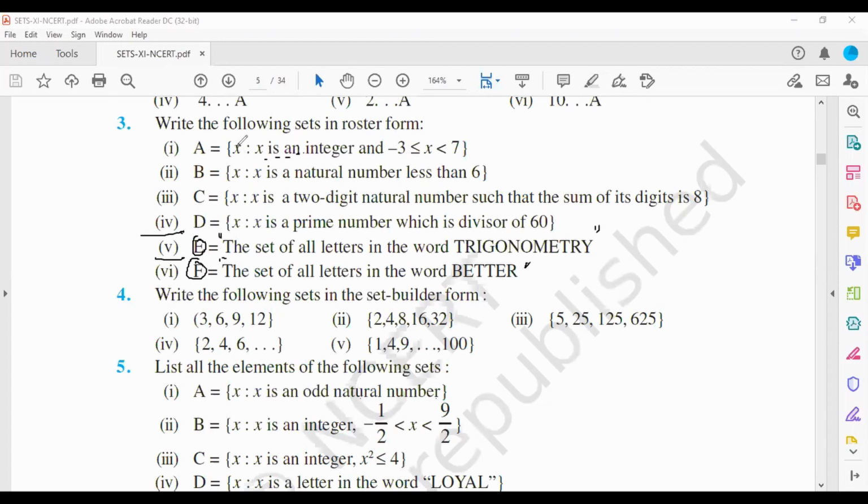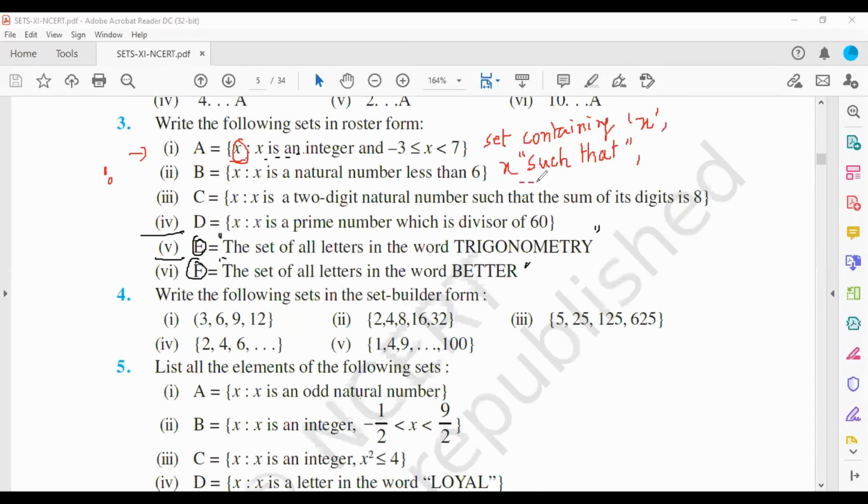Okay, so how do you read it? The set containing x. How do you read a set? Set containing x. There is a colon symbol, so this has to be converted into English. It is called such that. It is again a symbol for such that. Set containing x, x is such that.